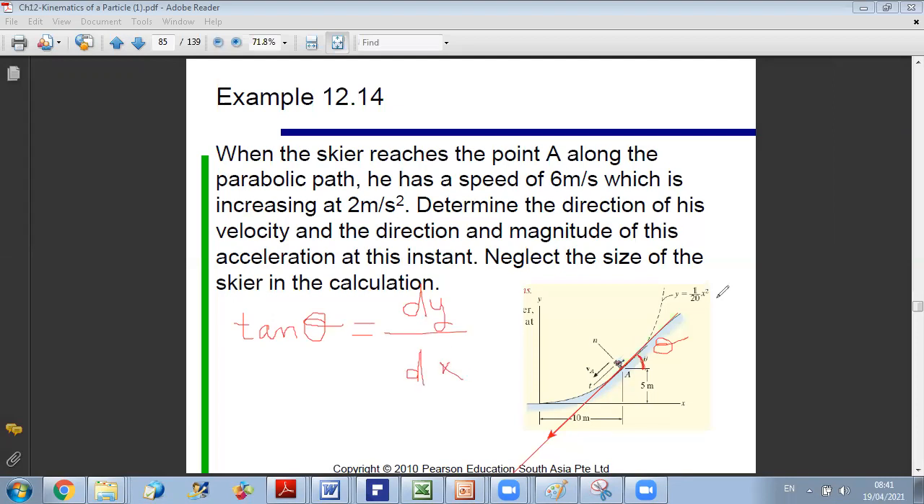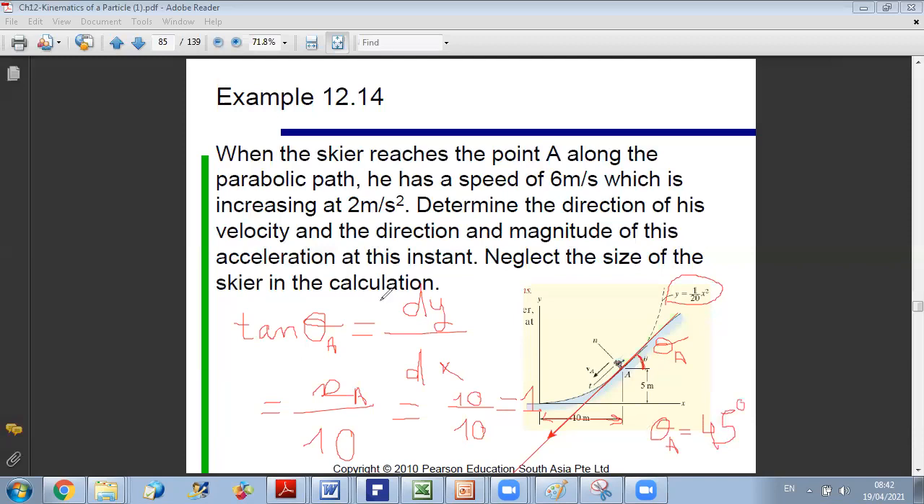Okay? Since I have y given as a function of x, all I have to do is to differentiate this relation. I have 1 over 20 x squared. The derivative is 2x over 20, which is x over 10. In particular, I am interested in theta at point A. So I can say that tangent theta A is xA over 10. And since xA is 10 meters, I get 10 over 10, which is 1. Therefore, theta A is 45 degrees.